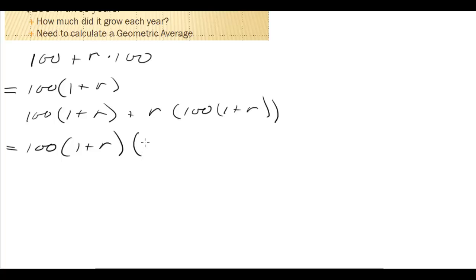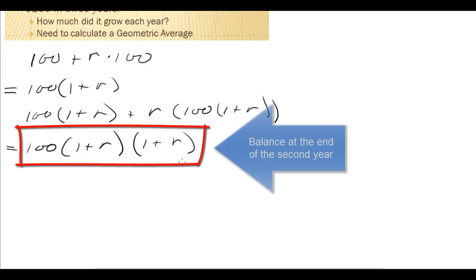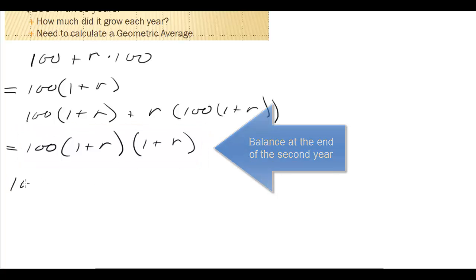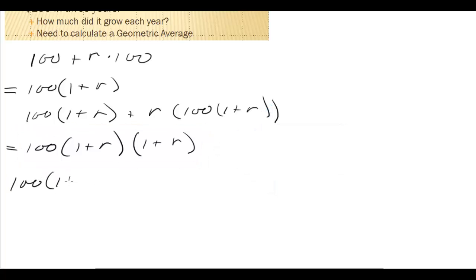When we do that, we divide the first term by the common term, and we get 1. Divide the second term by the common term, and we're left with r. You may be seeing a pattern. This is the balance at the end of the second year. Well, it's also the balance at the beginning of the third year. And we do this all over again.